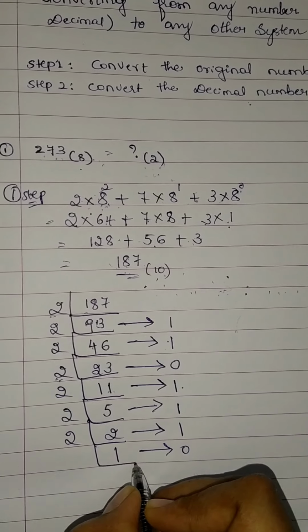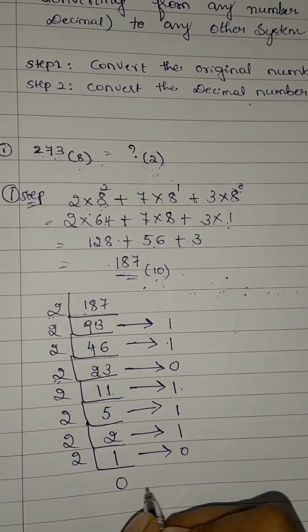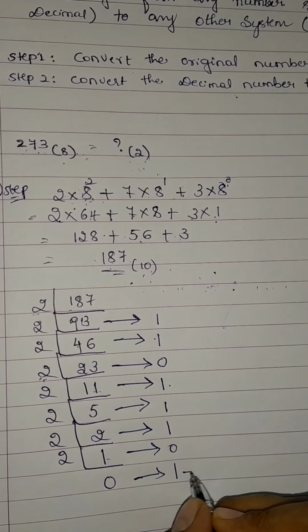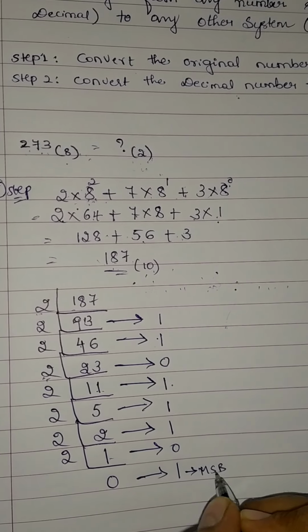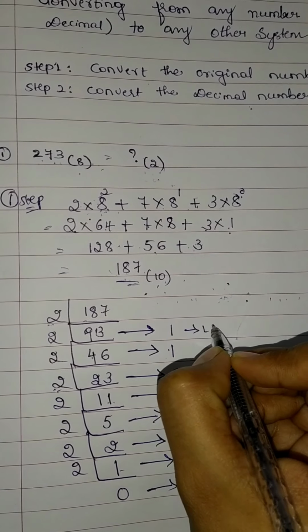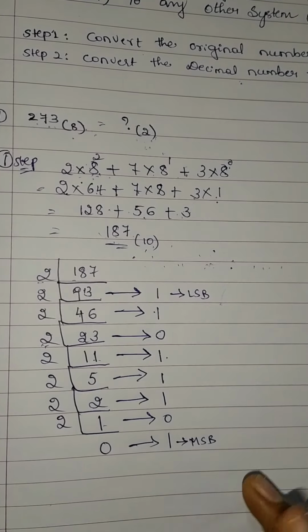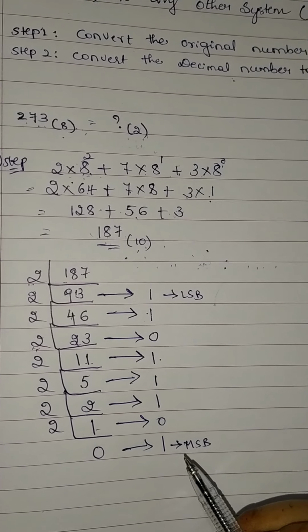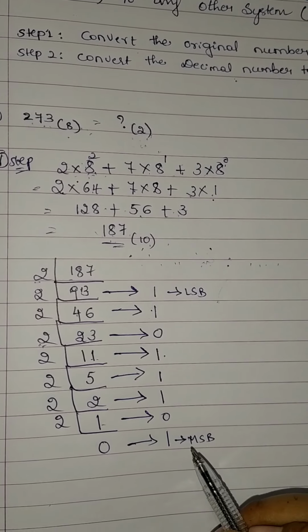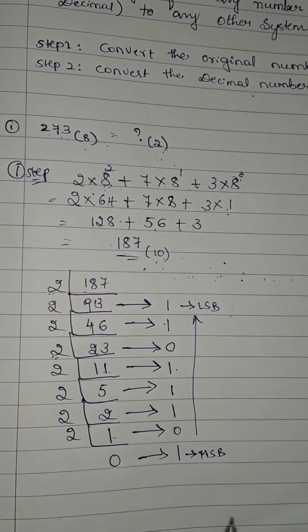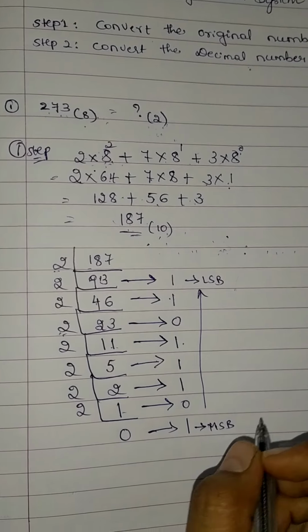Okay, so we cannot divide 2, so that is 0. The remainder will be what? 1. So this is MSB, this is LSB. Okay, so any value which is obtained in the binary number system needs to be written from MSB to LSB. So this way we have to write the answer.